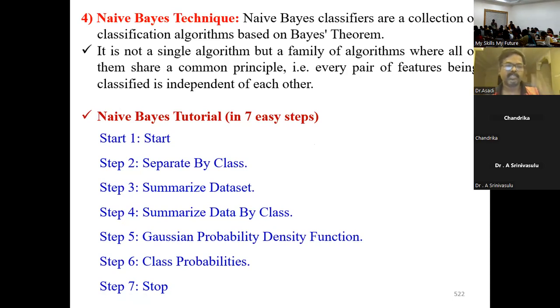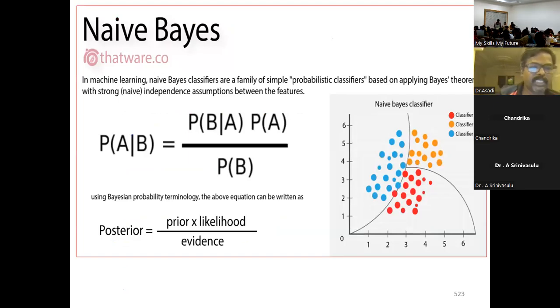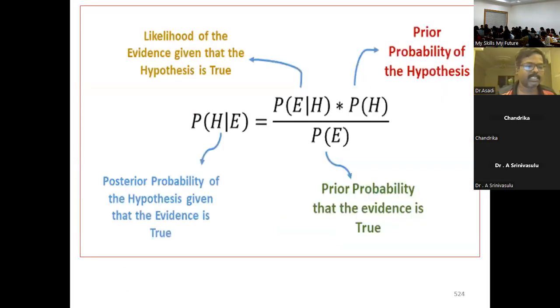Naive Bayes in 7 easy steps. First step, start, separate by class, summarize data set, summarize data by class, Gaussian probability density function, and class probabilities, and stop. Now, this is the formula we are using in naive Bayes classification. P of A given B equals P of B given A multiplied by P of A divided by P of B. So we are using Bayesian probability terminology. The above equation can be written as posterior equals prior multiplied by likelihood divided by evidence. So the naive Bayes classifier is used to divide the number of objects into classes.